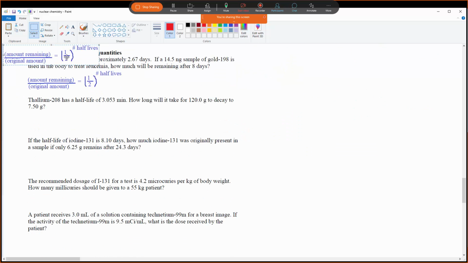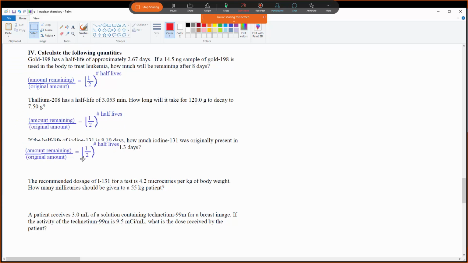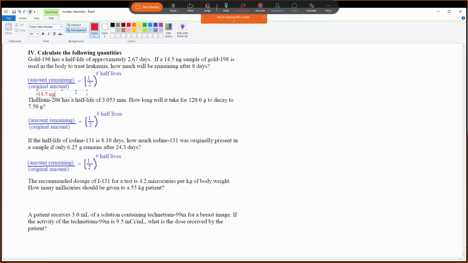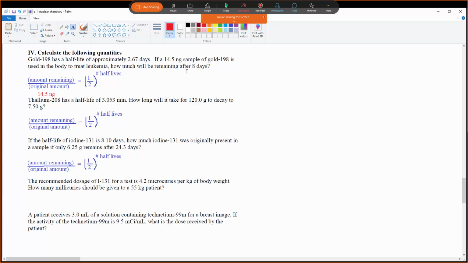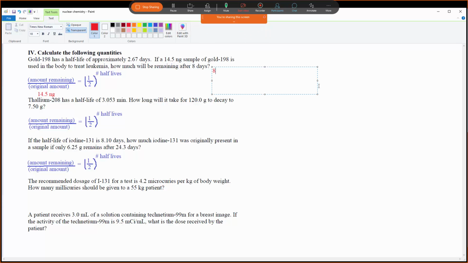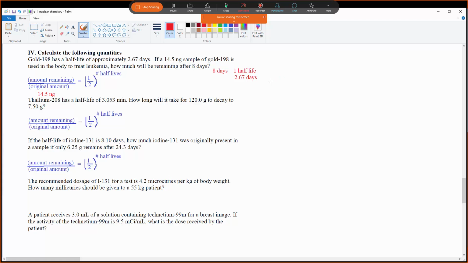I'm just going to remind ourselves of this for each one of these. Okay. So they give us 14.5 is the original amount, 14.5 nanograms. And we don't know the number of half-lives, but they tell us that one half-life is about 2.67, and they want to know how much after 8 days. So you can say, got 8 days to go, and one half-life is about 2.67 days. You could do a little bit of dimensional analysis here.